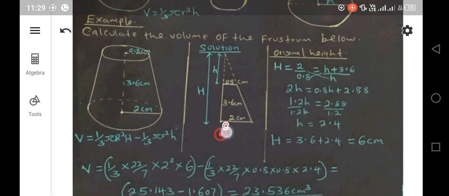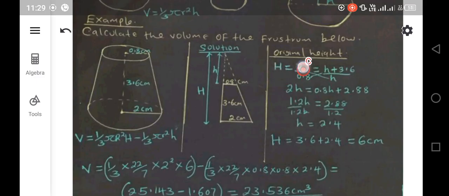Now, what you do is extract a right-angled triangle of this kind. So we have the original height, and then we have the small height. We have the radius 2 centimeters, the height 3.6, and then the top radius 0.8 centimeters. Now let's go to the other side. How can we find the original height? The bigger height that we want to find, we're going to use similarity and enlargement concepts.